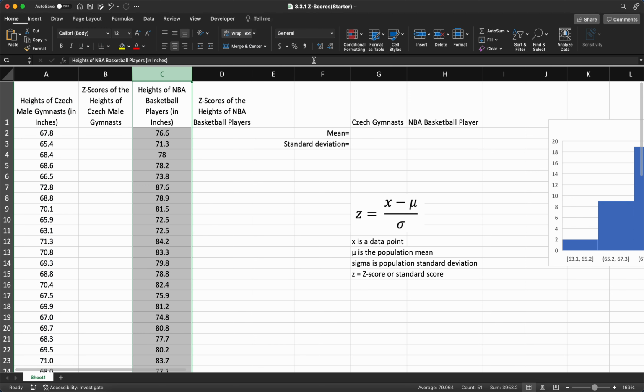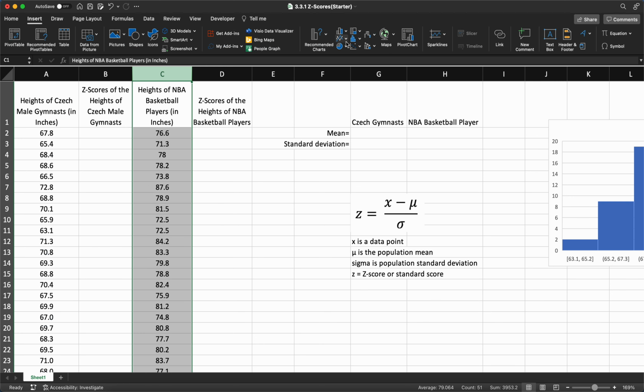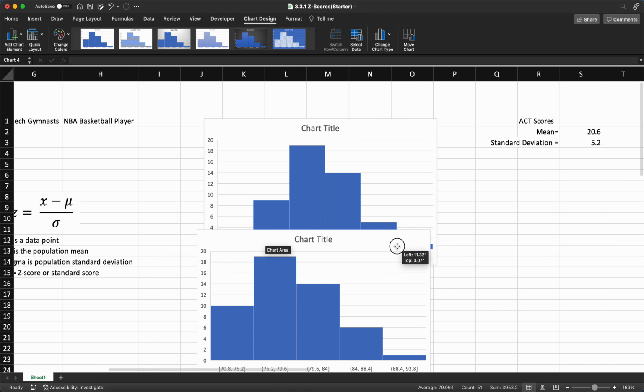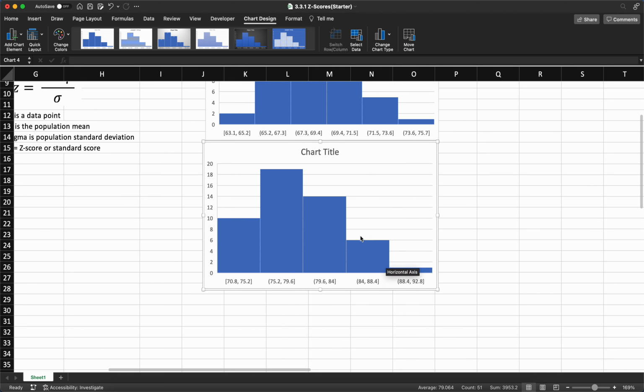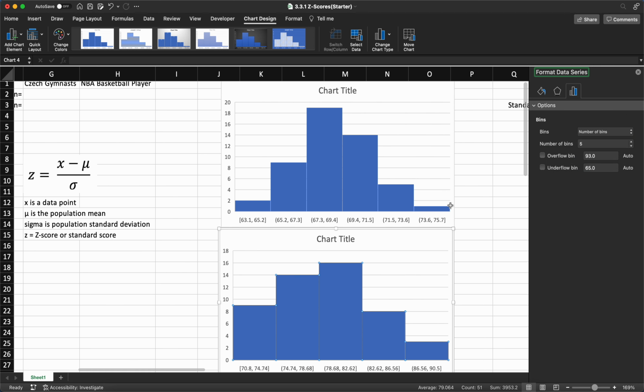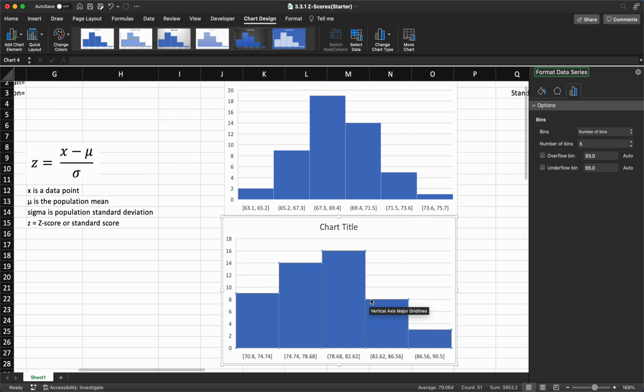If I do the same thing for the NBA players, I could change the number of bins to make this look a little nicer. There we go. We can see both of these are pretty normally distributed. You can just see that the numbers along the bottom are what's different. Here we're starting at 63.1 and ending at 75.7. Here we're starting at 70.8 and ending at 90.5 inches.